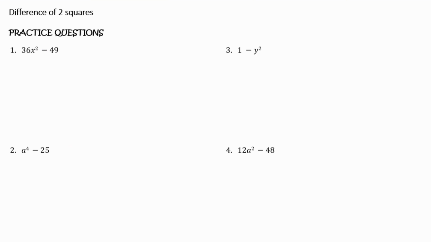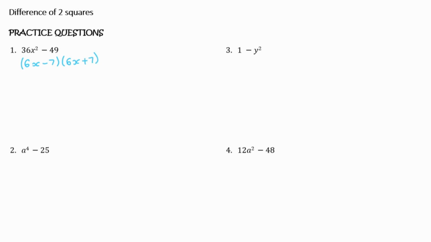So here are a few practice questions. You can pause the video and have a go, and then come back to have a look if you got the same answers. So for number 1, we have to factorize 36x squared minus 49. So 36 is a square number, x squared is a square number, and 49 is also a square number. So if we look at the square root of 36, that's 6. The square root of x squared is x, and the square root of 49 is 7.